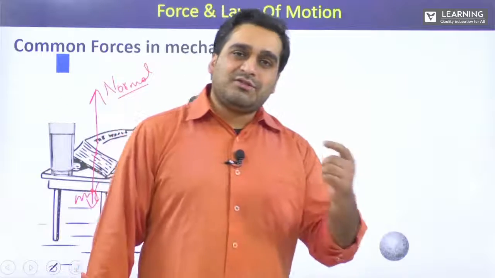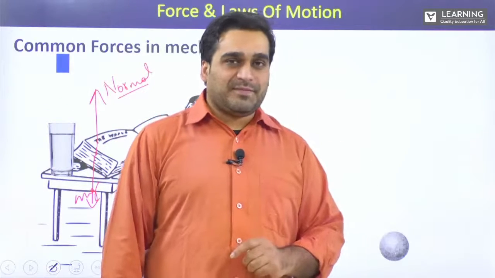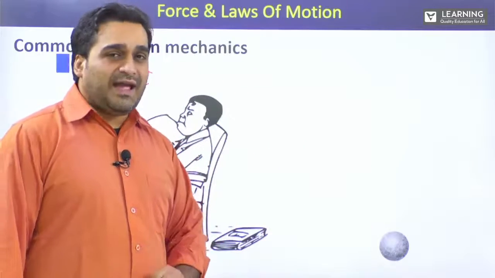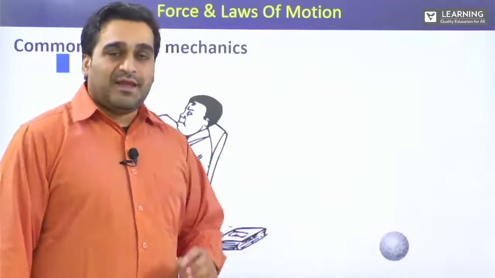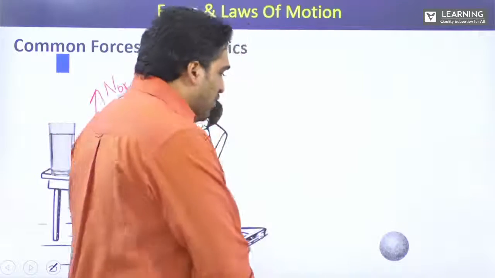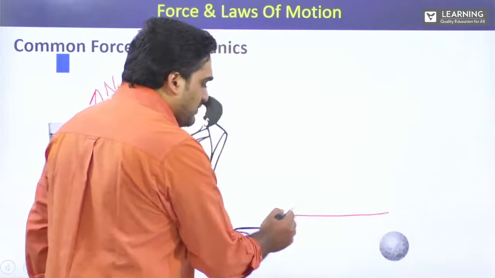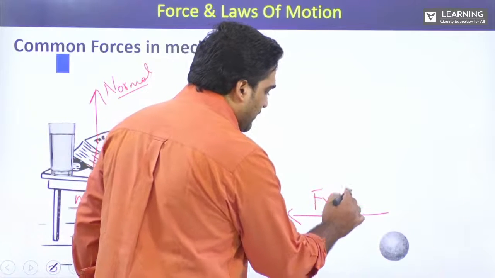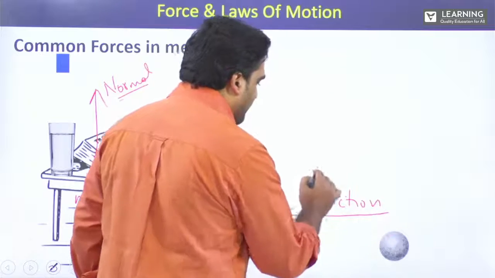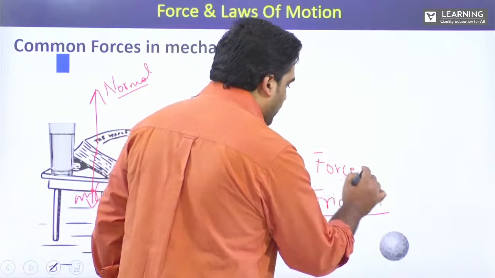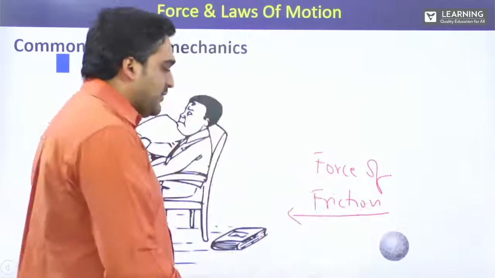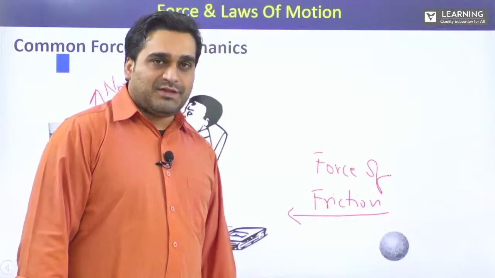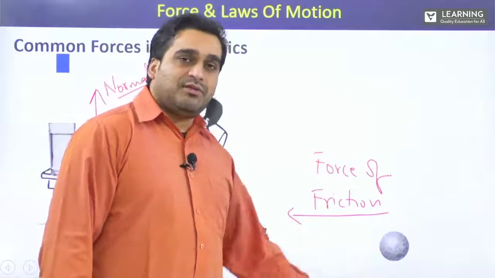Why does the ball stop after some time? This is because of the frictional force that acts on an object. Frictional forces are those opposing forces on an object. Force of friction opposes the motion of the object, and that is why objects come to a halt.